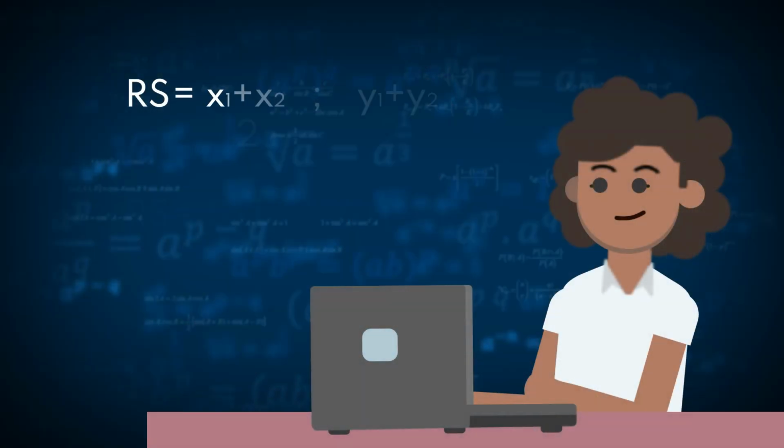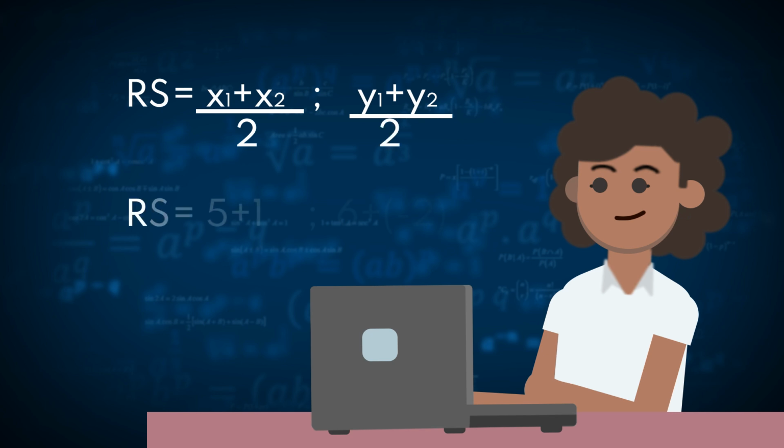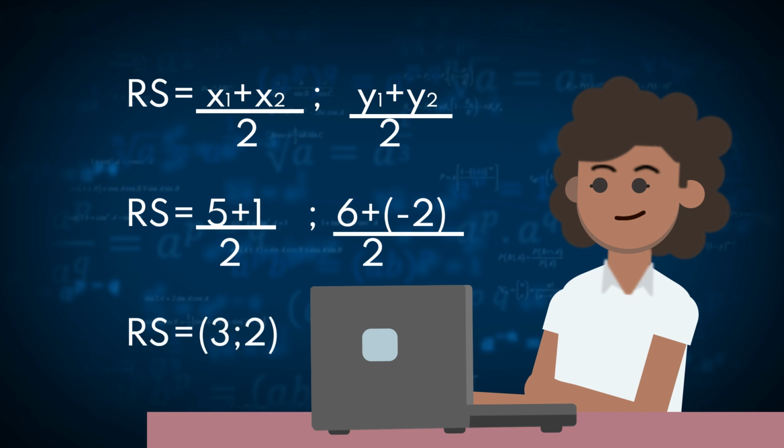Now let's calculate the midpoint of line RS equals ((x1 plus x2) over 2; (y1 plus y2) over 2), which will be the midpoint of line RS equals ((5 plus 1) over 2; (6 plus -2) over 2), and that will be 3; 2. Therefore, the midpoint of RS is (3; 2). Note that a midpoint is a point that has an x value and a y value.